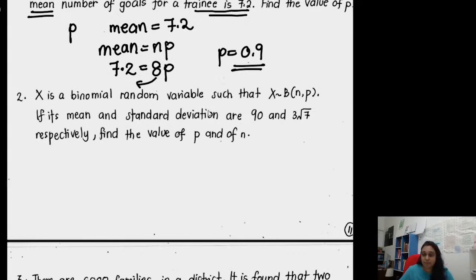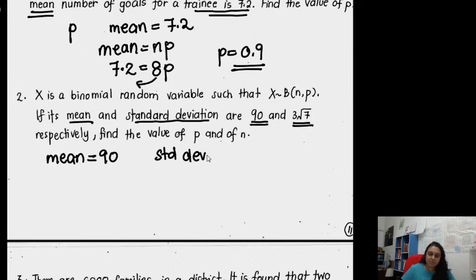X is a binomial random variable. Okay, X ialah taburan binomial. Di mana X binomial and P dekat sini. If the mean and standard deviation are 90 and 3/7, okay, teacher tulis dulu, I write down first. Mean ialah 90. Standard deviation, sisihan piawai, ialah 3/7. Find the value of P and N. Cari nilai P dan N.